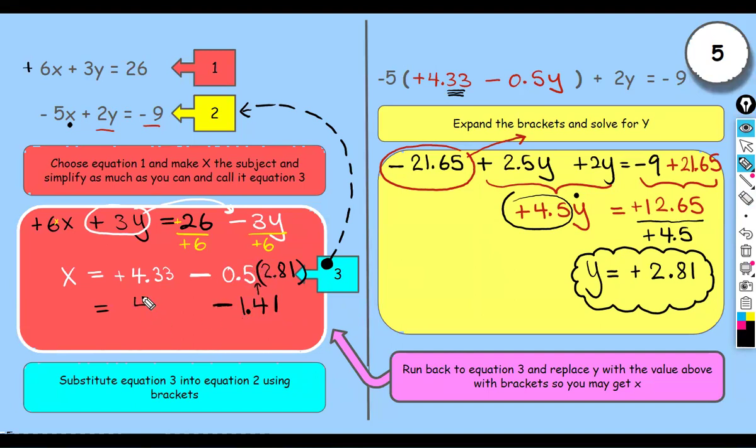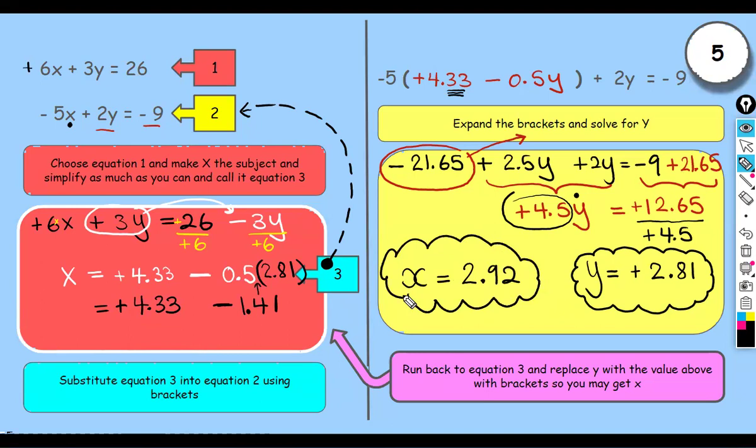And what are we waiting for here? 4.33. I can work it out and put the answer over here. Positive 4.33 minus 1.41, and we get 2.92. How many people got that before me?